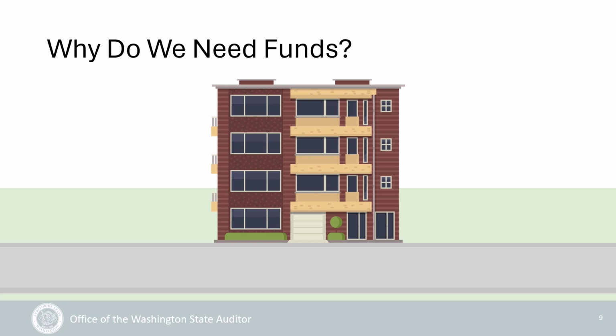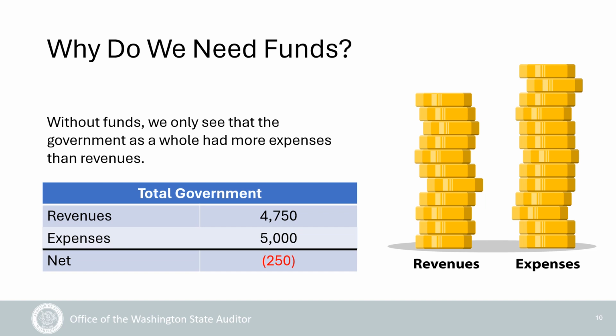But what happens if that city starts to lose money? With no funds, all we see is that the government had more expenses than revenues. They didn't make enough money to cover all of their expenses. What do we do in this situation? Well, let's say the government decides to raise their water rates to make up for the deficiency. That might solve their overall cash flow problem. But how do we know if that's the right solution?